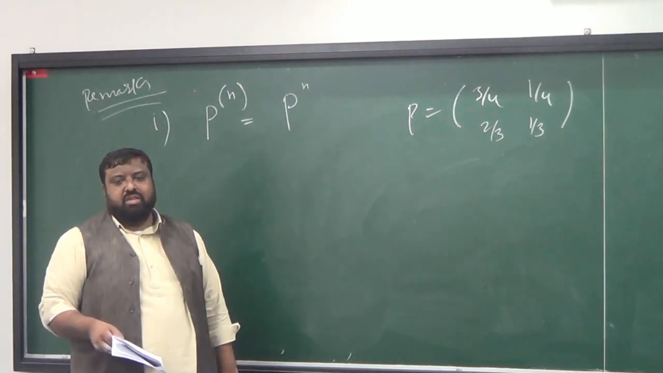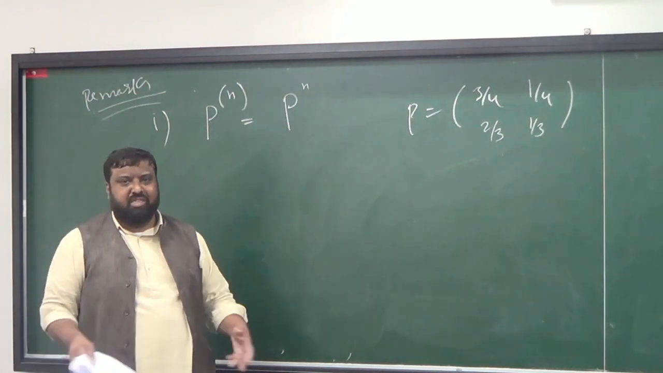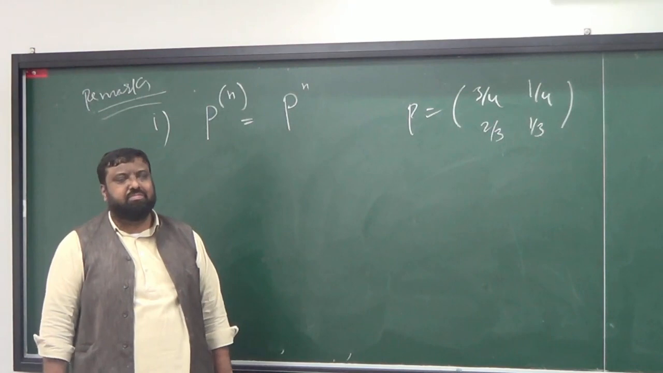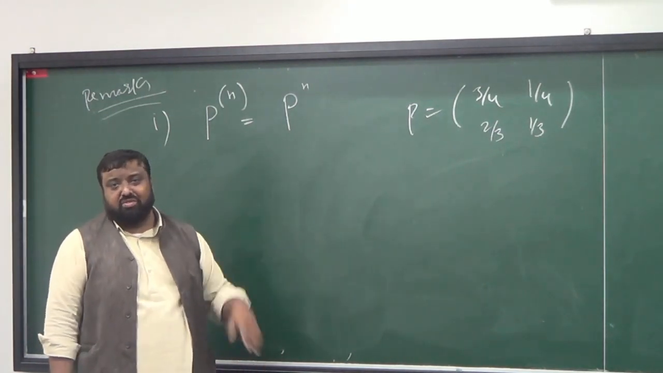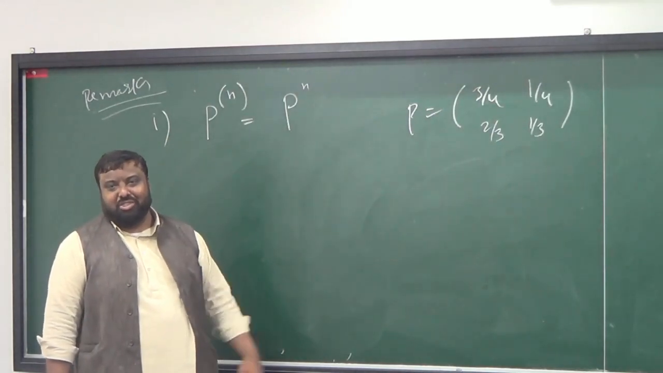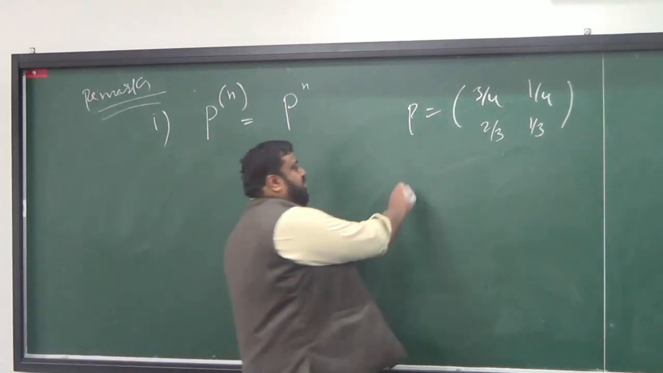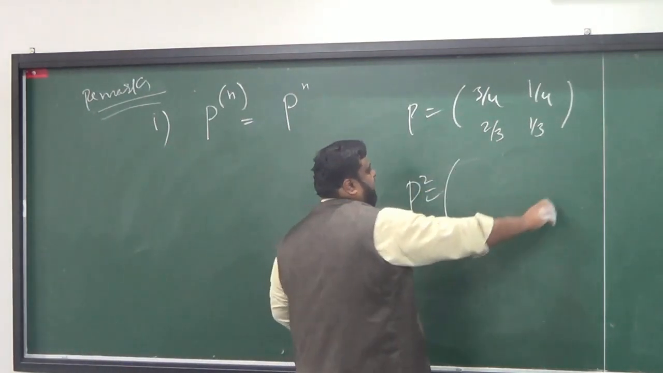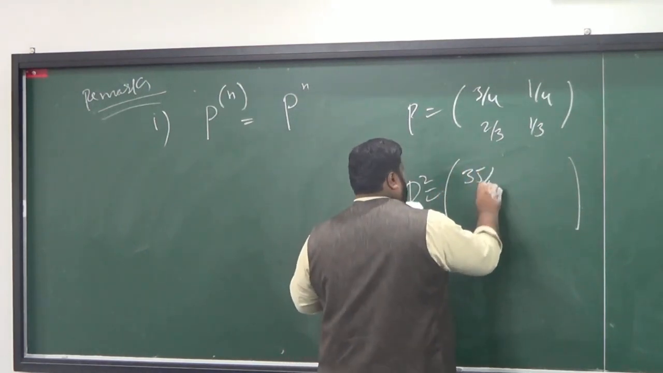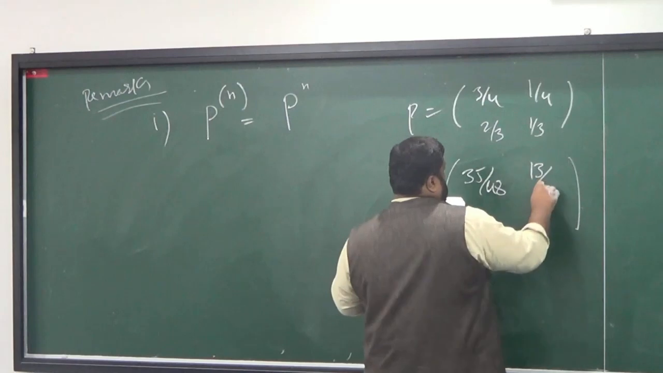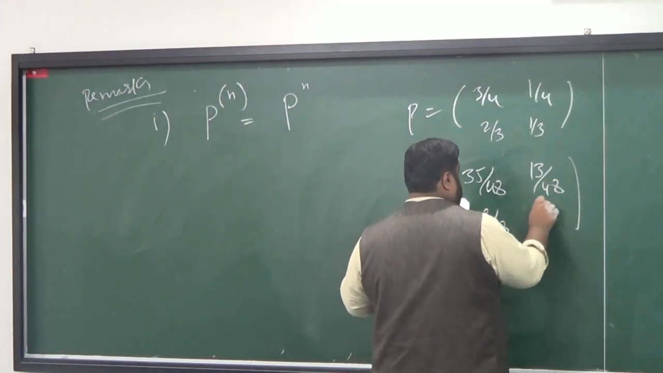So now I'm asking the question, what would be the different kind of probabilities? What would be the weather after 2 days? Maybe 3 days. So what do you need to do? P squared. Just take P and square. So we're going to compute P squared. We're going to get these numbers, 35 by 48 and 13 by 48, and 13 by 18 and 5 by 18.